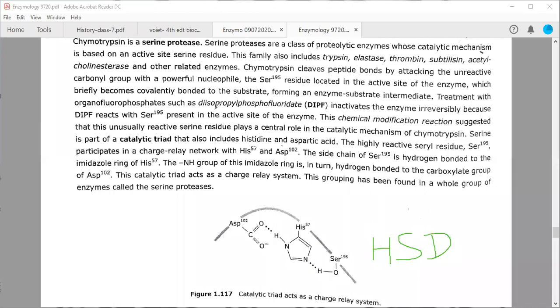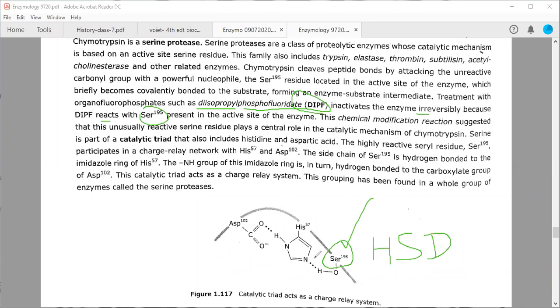And the main inhibitor, many times this question has been asked, is diisopropyl phosphofluoridate, that is DIPF. This will inactivate the enzyme irreversibly, because it will bind with this particular serine, and you know this serine is very important for this enzyme to catalyze a reaction. So it binds irreversibly with the serine present in the active site of the enzyme. This chemical modification of the reactive serine residue shows that the serine is very important to this particular class of enzymes. So you need to remember these things from this covalent catalysis.